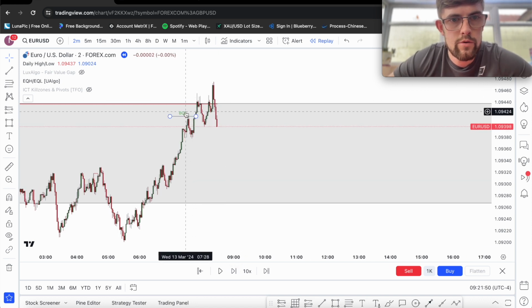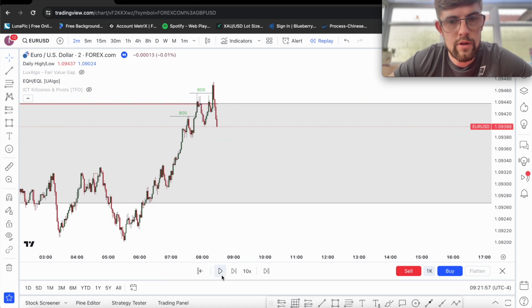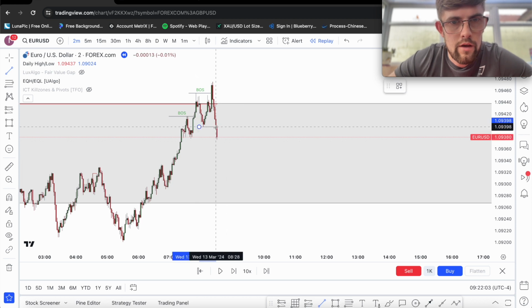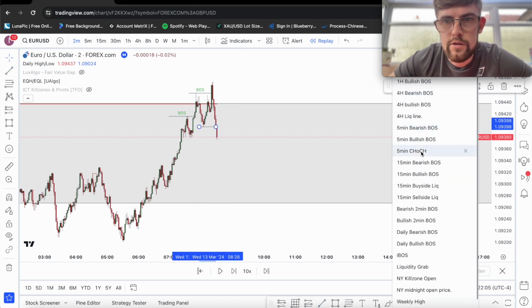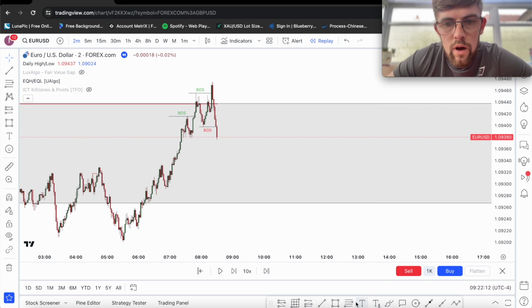Okay, so price pushed up again. We had at least a 2 candle pullback here, and you can see we look to be just breaking that low, and we have done so now. So here is the bearish 2-minute breaker structure that I wanted to see.